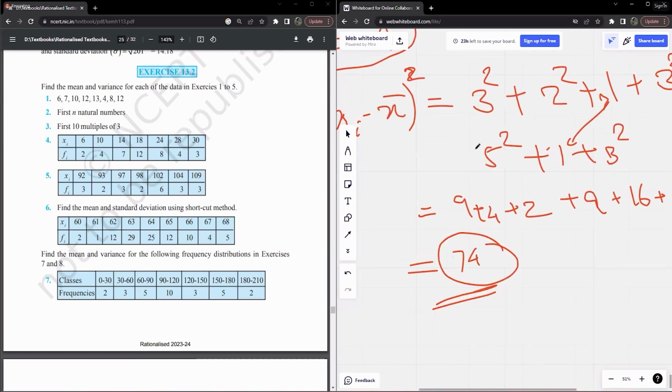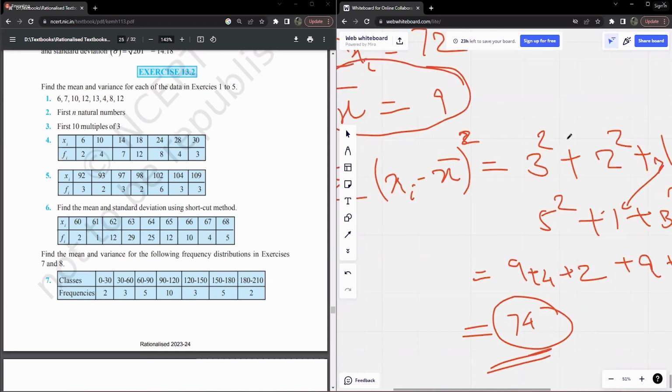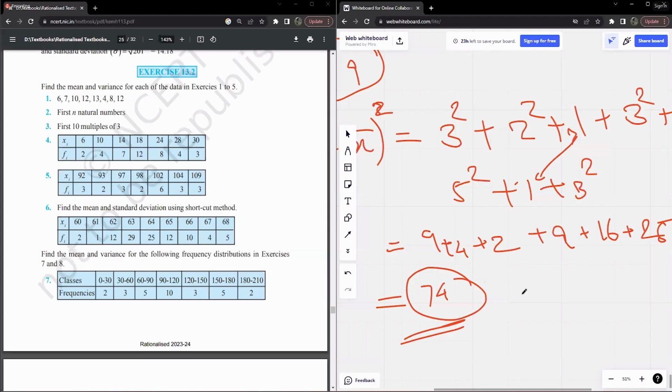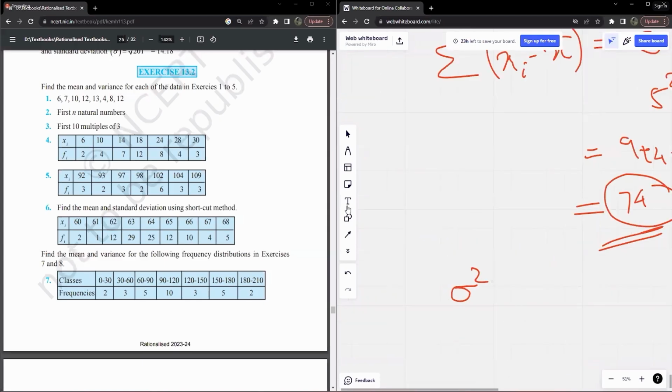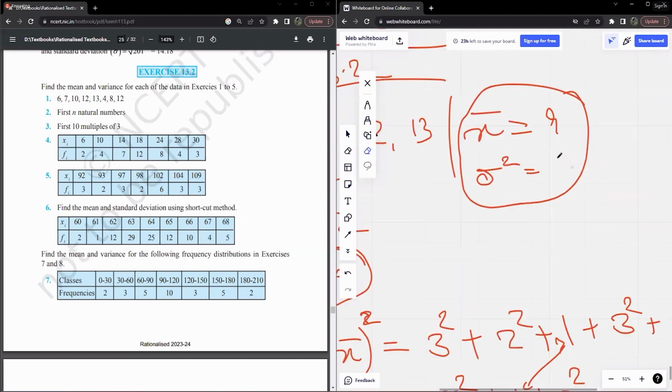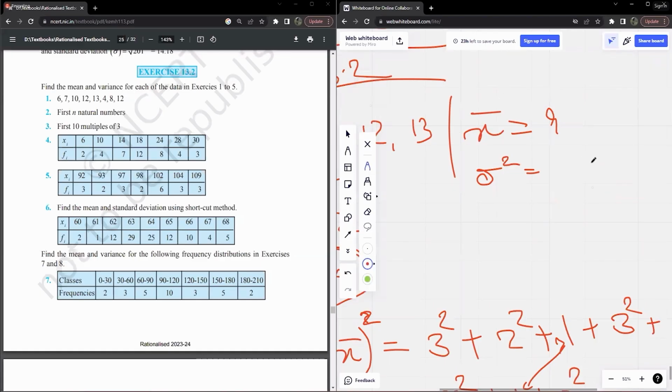Therefore, the mean x bar is 9. Okay, that's not the variance yet. This is sigma of xi minus x bar whole square. So the variance is 74 divided by the number of observations, that's 8. I'm very sorry, it's not sigma square. The variance is 9.25.